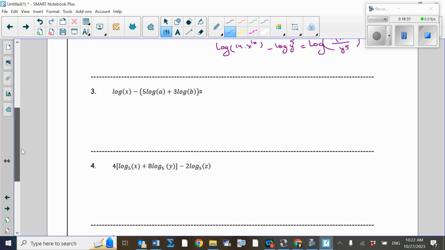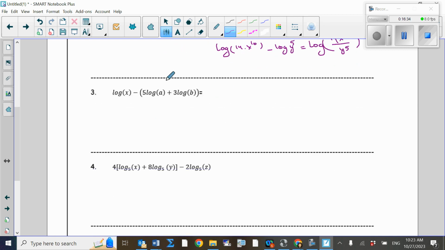Next one here, again, look for the coefficients first. So move them as the power. So I'm going to write log of x, and I'm going to follow exactly the same order, and everything that I have here, I'm just going to copy them. I have a minus and a parenthesis, so I'm going to keep that. And then write log of a to the power of 5 plus log of b to the power of 3.